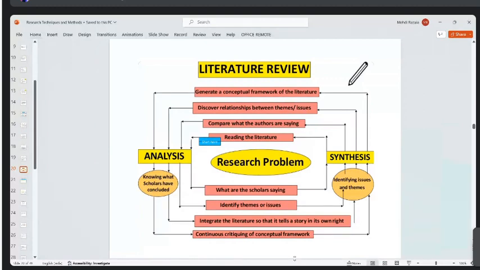So you will need to first create this kind of conceptual framework in your mind. Then you will need to try to create a relationship between them. If you have two or three sets of questions in mind about your research, then you will try to find a relationship between them or different issues that you want to discuss. Then you will find out and compare what different authors are saying about that topic.